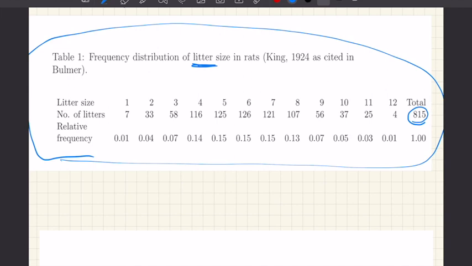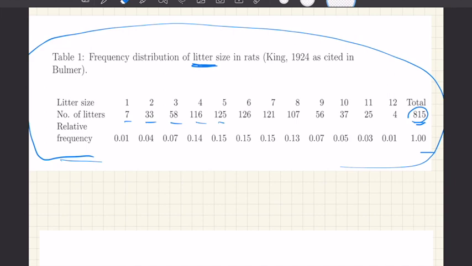815 rats that gave birth to some number of babies. Okay, and if we divide these numbers, number of rats here, by 815, we get these relative frequencies. So intuitively, these relative frequencies may be considered as the probability that a rat gives birth to this number of babies, right?